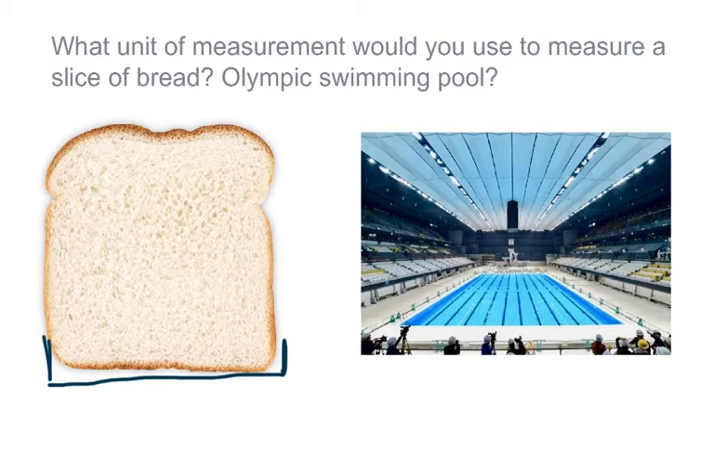The picture on the right is an Olympic-size swimming pool, and that is definitely longer than a ruler. So we wouldn't really want to measure that with inches. You could measure it in feet, but it could also be measured in yards because it's definitely longer than 3 rulers. So you might want to measure that with a yardstick.